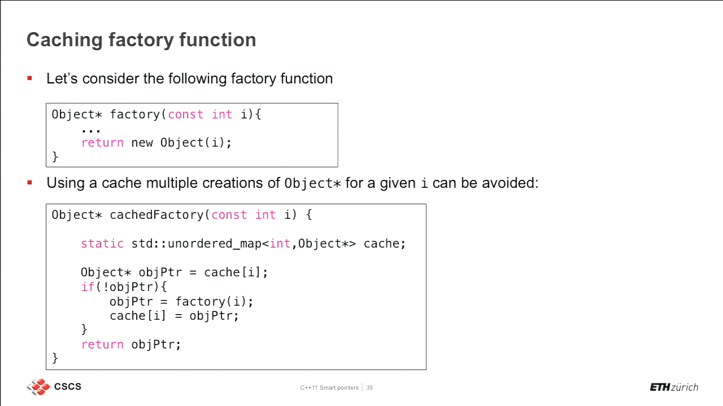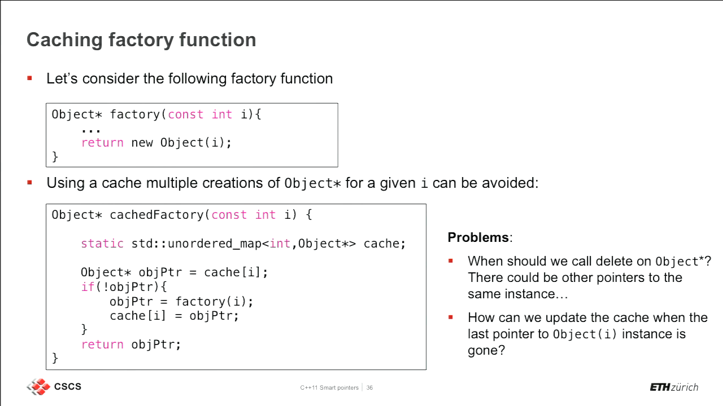In the other case, it will provide you a null pointer, so if this is a null pointer, you will enter this if block, create a new pointer to the object, store this object in the cache, and then return the newly created object. The next time you call this cached factory function with the same set of input parameters, you will not create the object another time, because you will just access the corresponding element of your unordered map.